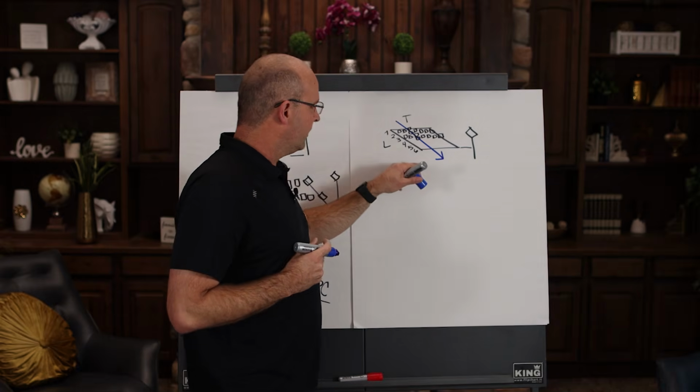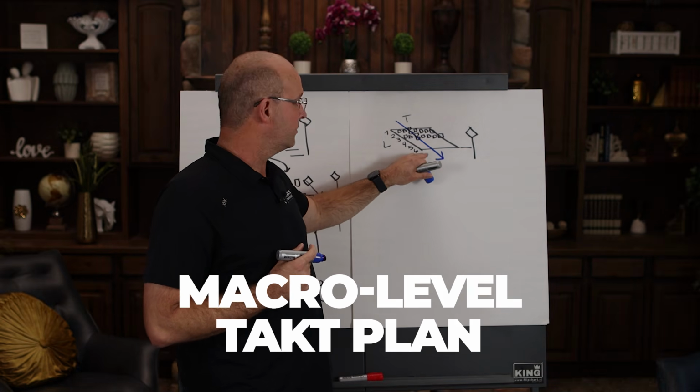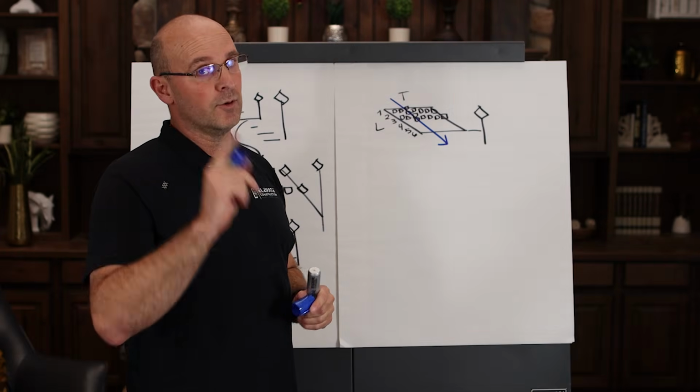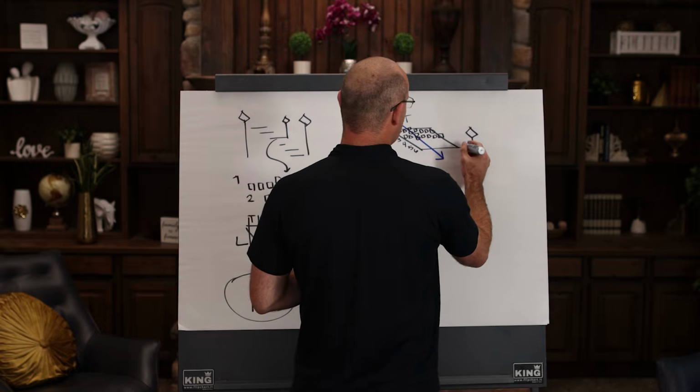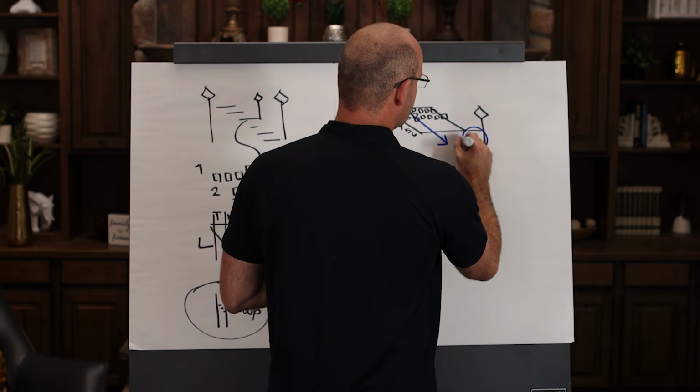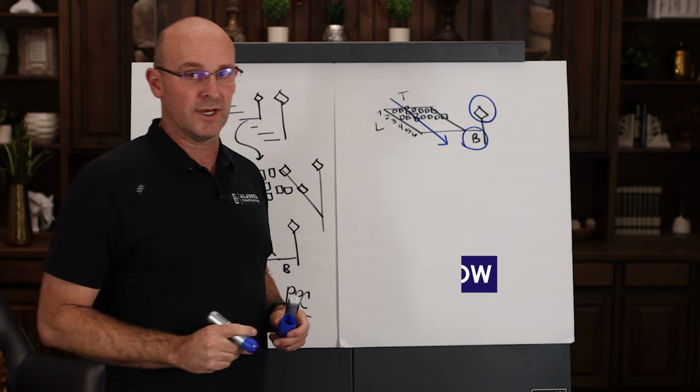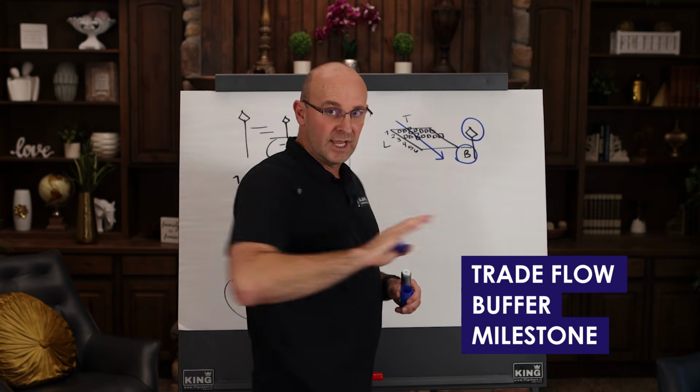And I want you to know, when we go from the macro level takt plan to this, we will gain time, but we will never cut trade durations. In the takt production system, you can optimize the phase and not cut trade durations. But we have to have a buffer inside this norm level takt plan, and we have to maintain that milestone. So trade flow, buffer, milestone, we have to have that.